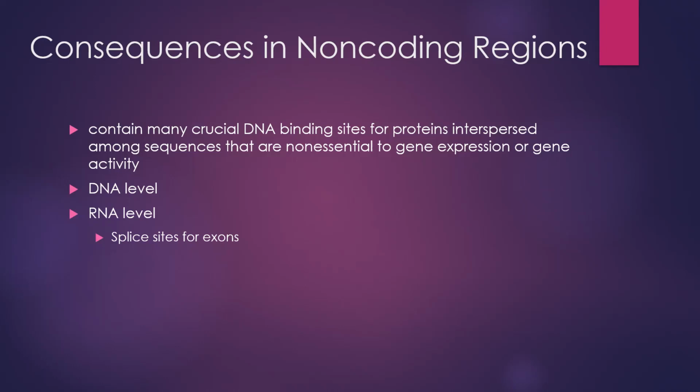At the RNA level, additional important binding sites include the ribosome binding site of bacterial mRNA, the 5' and 3' splice sites for exon joining in eukaryotic mRNAs, and sites that regulate translation and localize the mRNAs to particular areas and compartments within the cell.